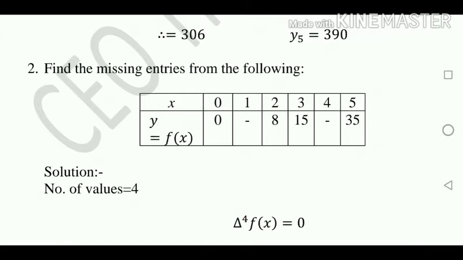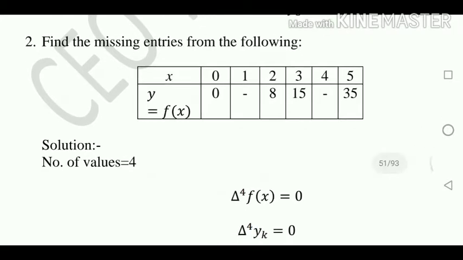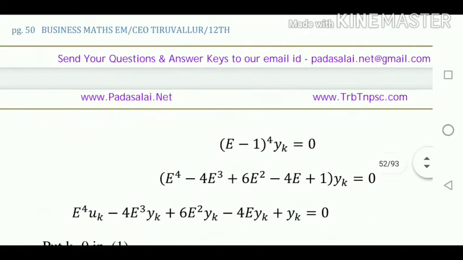Here two terms are missing. One is y1 and another one is y4. So we have to find the two terms here, y1 as well as y4. The number of terms is y0, y1, y2, y3, y4, y5. Therefore delta 4 f of x equal to 0. Apply the formula of delta 4, that is (E minus 1) whole power 4 yk equal to 0.